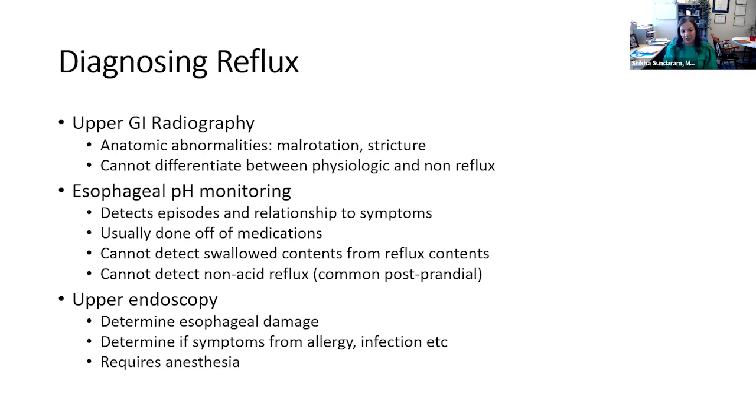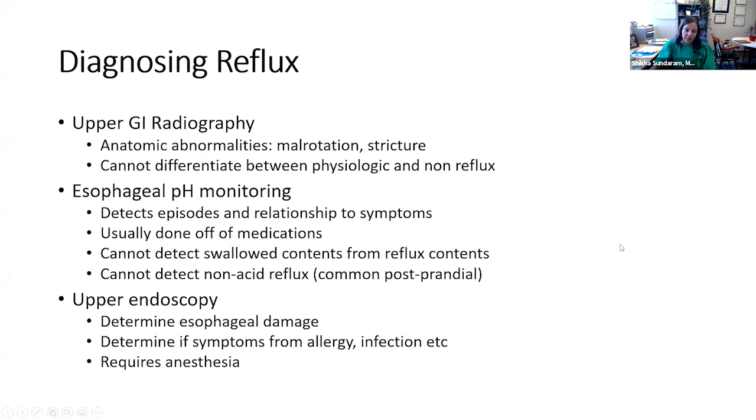Sometimes we need an upper GI radiography where patients are given oral contrast that outlines the upper GI tract. And the reason we use that is specifically to look for a condition called malrotation, where the intestine is turned about itself, or sometimes stricture. And it really doesn't help us understand reflux that is physiologic, because everyone burps up some stuff, versus non-physiologic.